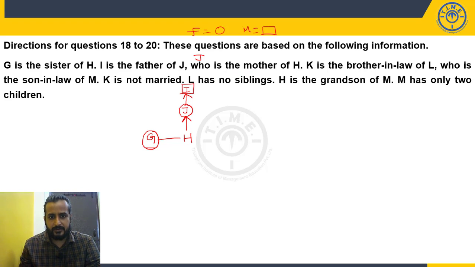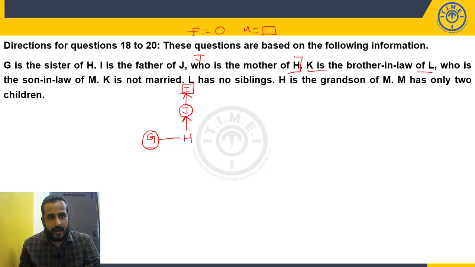G is the sister of H. J is the mother of H and I is the father of J. Till here. Now, K is the brother-in-law of L, who is the son-in-law of M. How can K be the brother-in-law of L? K may be married to L's sister or L may be married to K's sister. One of these cases, right?